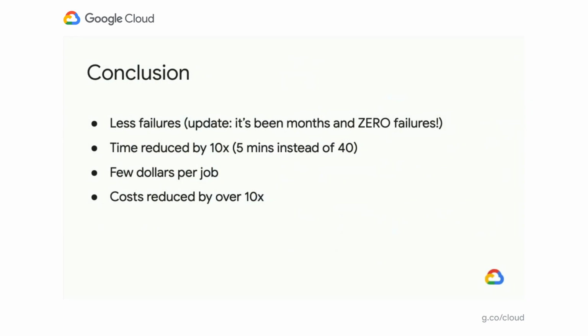So for this use case, we've been running the model in BQML for months, and we've had zero failures, which is amazing. Previous average times of up to 40 minutes to run the job now take closer to 5 minutes. So the time to create a new list for customers was reduced by a factor of 10. If you break down the costs, and again, we've actually never had any failures with BQML to date, the cost is now basically only a few dollars per job, which means a cost reduction of over 10x.